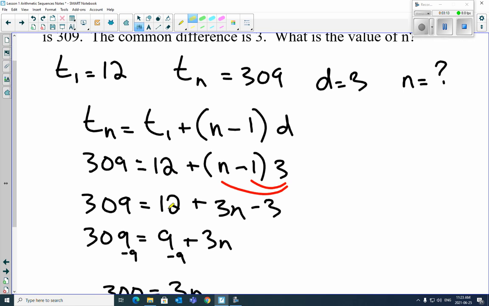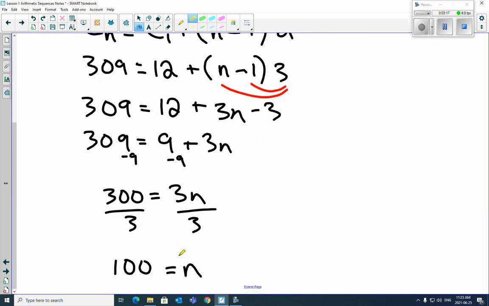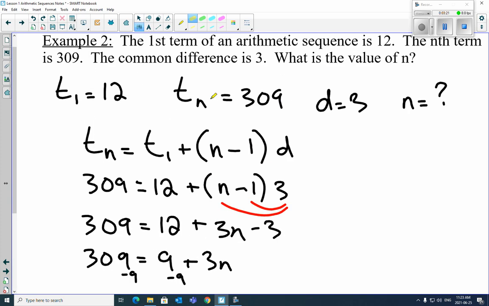And we distribute the 3, do all your algebra, work through, and you find out there's 100 terms. So t to the 100, right? So t to the 100, replace that, would be 309. That's how it works. Okay.